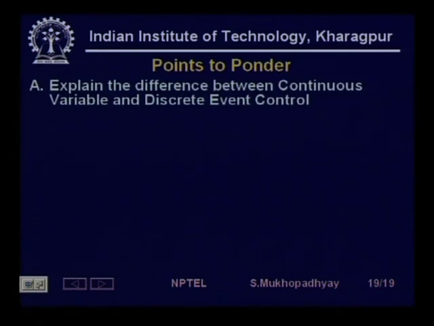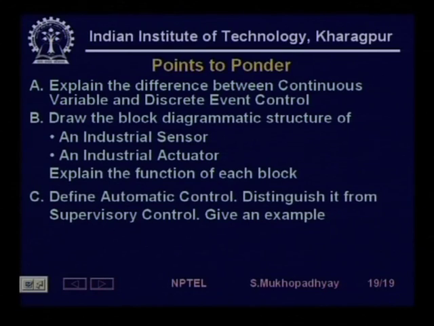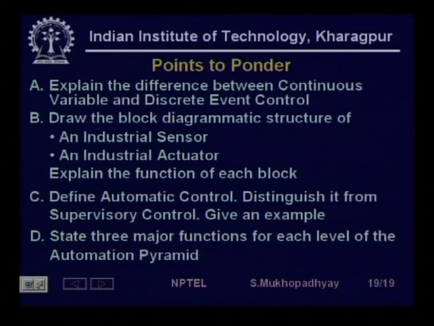So here we have some problems, points to ponder. For example, can you explain the differences between continuous variable and discrete event control? Can you cite 2 or 3 differences? Can you draw the block diagrammatic structure of an industrial sensor and give an example? Let us say you locate some industrial sensor and then try to identify the various block diagrams, I mean the various subsystems in it, and their functions. Can you define automatic control and distinguish it from supervisory control with an example? And finally, can you state 3 major functions for each level of the automation pyramid? So, these are problems for you to ponder on, and thank you very much.